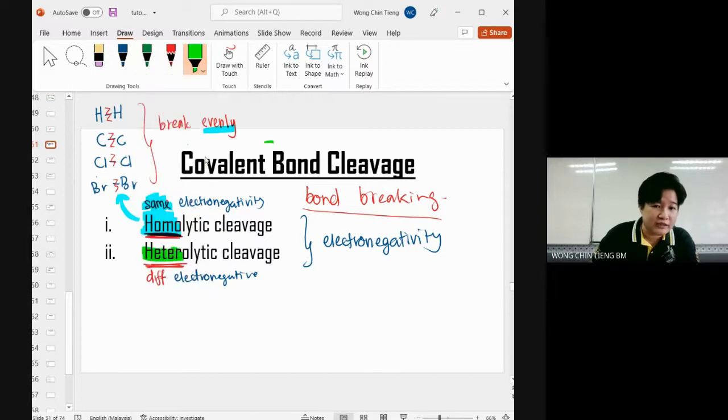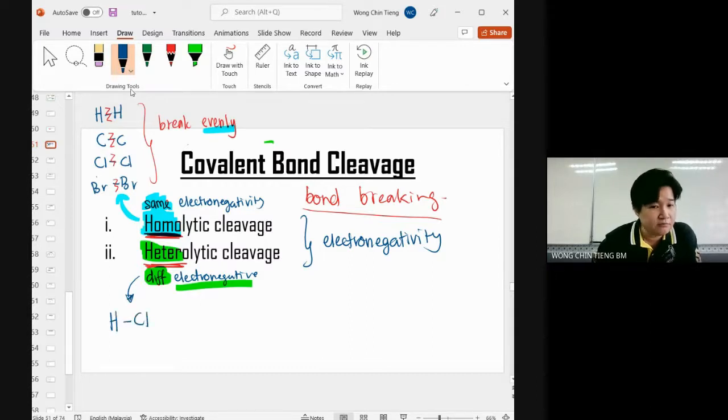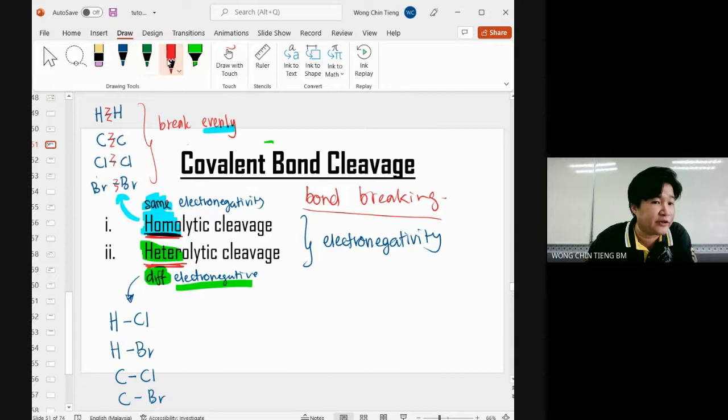During the heterolytic, we are talking about different. Apa yang beza? Different electronegativity. What will give rise to the different electronegativity? Your HCl, your HBr, tak suka HCl dengan HBr. Carbon chlorine, carbon bromine, that is what we mean by different electronegativity. And different electronegativity will always give you partially positive, partially negative. Betul?